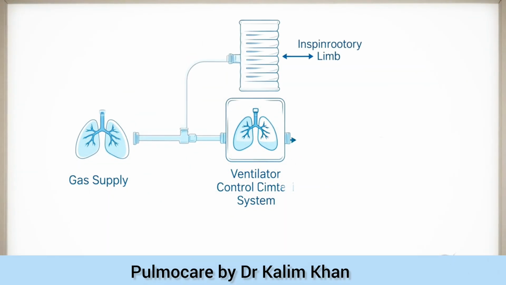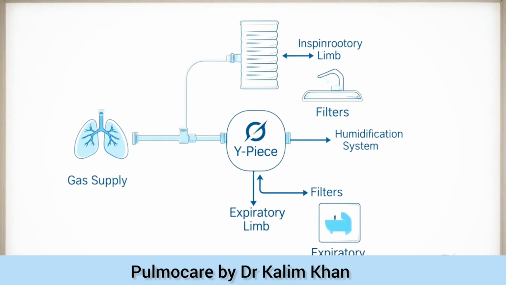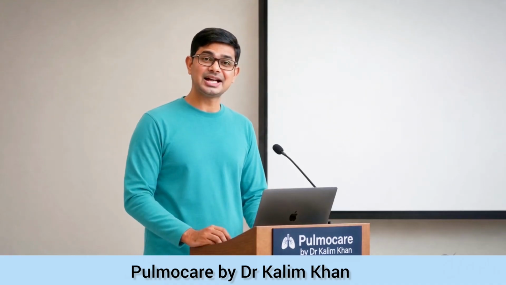Let's quickly revise today's chapter. The major components of a mechanical ventilation system include the gas supply, ventilator control system, inspiratory limb, humidification system, filters when used, Y-piece, expiratory limb, and expiratory valve. The inspiratory limb carries gas toward the patient, while the expiratory limb carries exhaled gas back toward the ventilator.